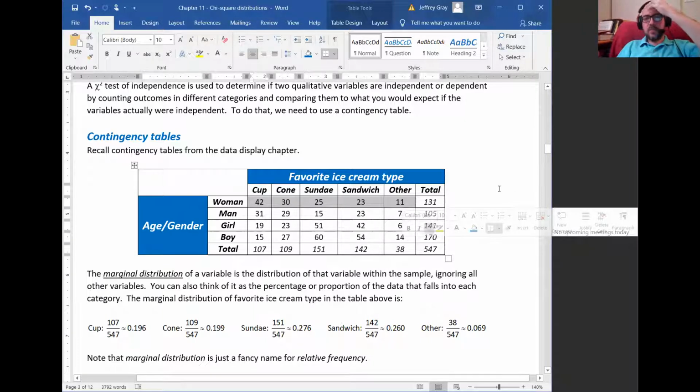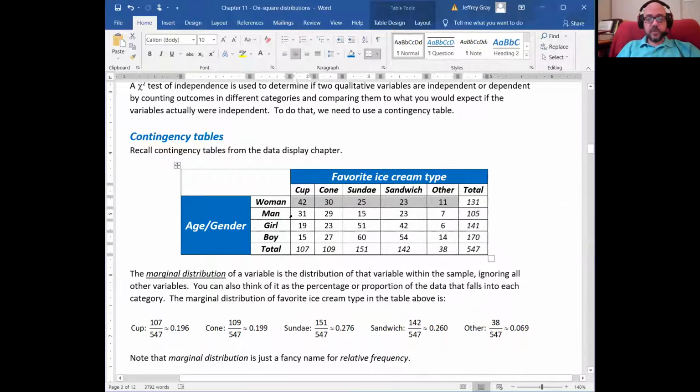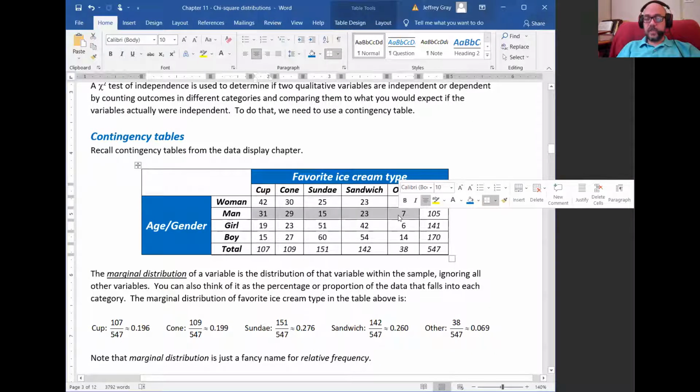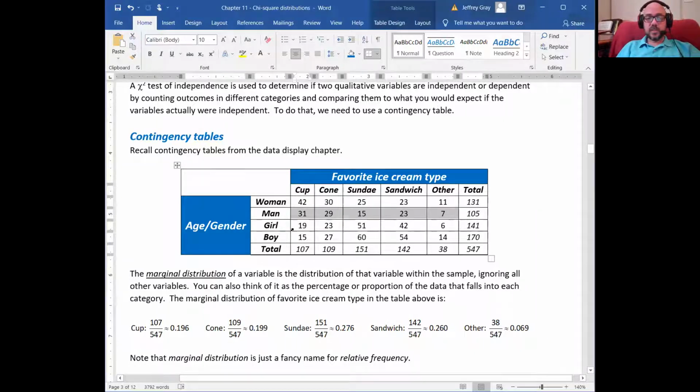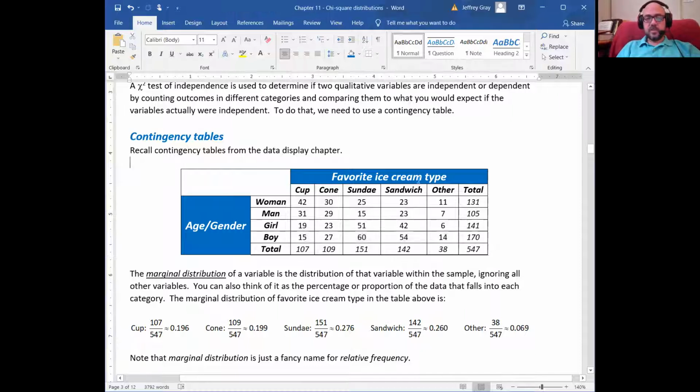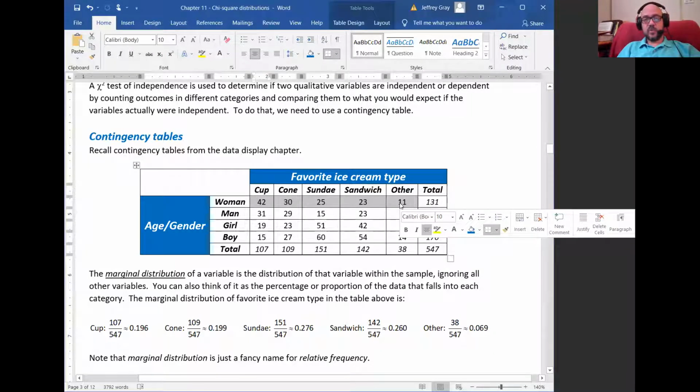If the null hypothesis is true, that should be approximately the same distribution that we would see for men, because whether you are a man or a woman, according to our null hypothesis, does not affect what your favorite ice cream type is. Same thing for girls and boys, right? We would expect the same distribution here and the same distribution here. Each of those things that I described, like this right here, is called a conditional distribution.